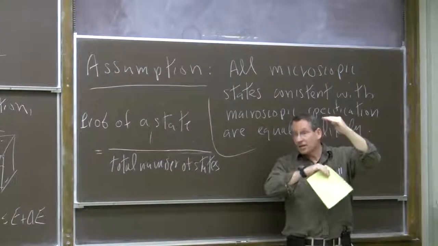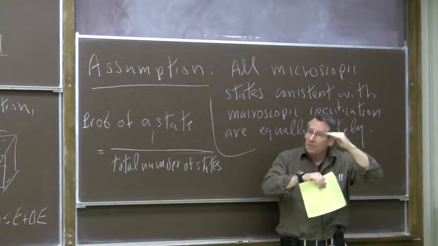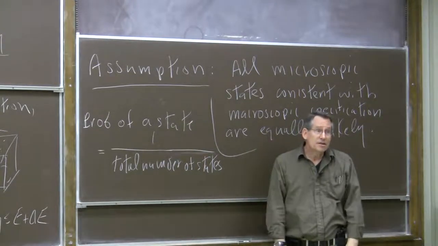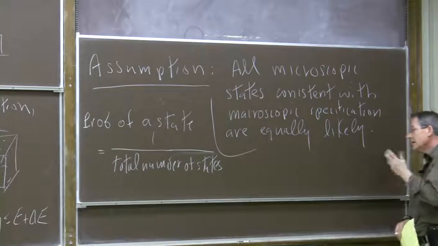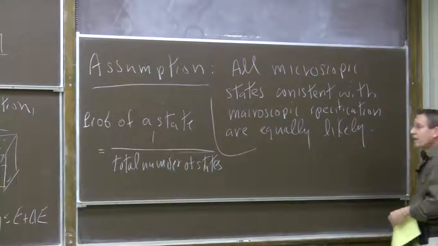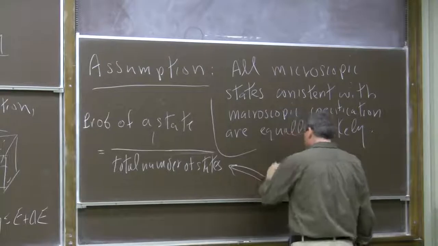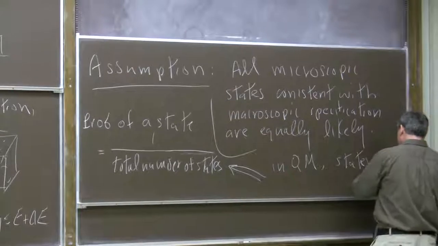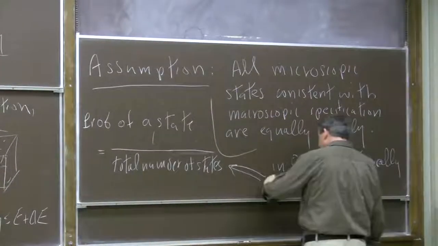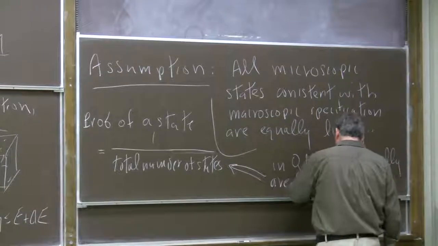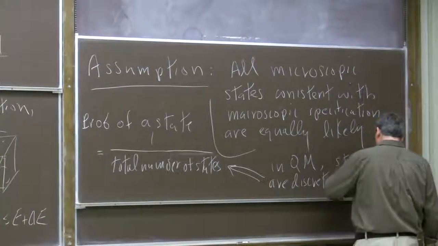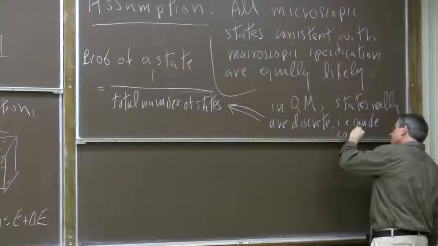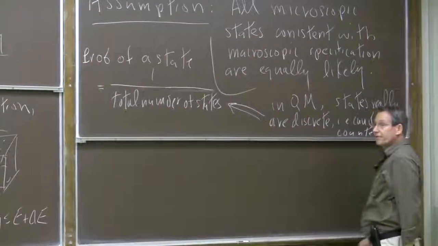In classical mechanics, it's a little harder to say, although you can do it, exactly what you mean by counting states, because they're really a continuum of states. In quantum mechanics, states are really discrete, which makes it easier to give a rigorous version of what we mean by counting states. In quantum mechanics, states really are discrete, and so can be counted, at least if we don't have an infinite system. In practice, we never do.